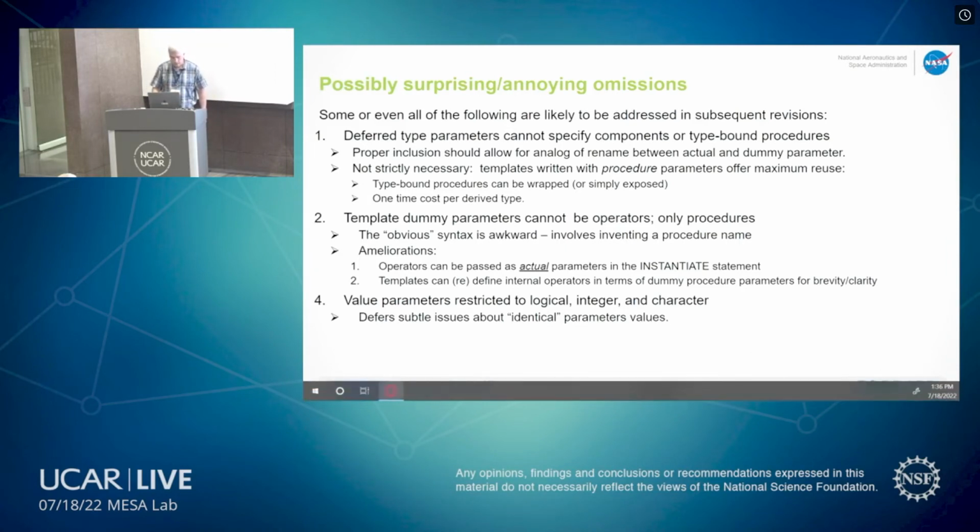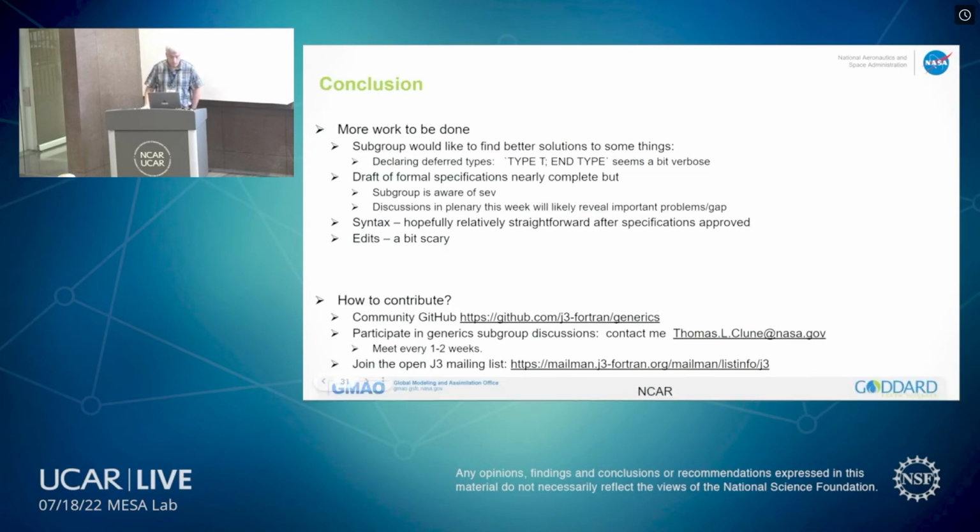Okay, so there's a lot more work to be done. Subgroup in particular would like to find a better thing, like type T semicolon N type is an awfully verbose way to write things if we're not going to allow components and type-bound procedures. On the other hand, keeping it like that lets us stick that in later on, so that may stay the way it is.